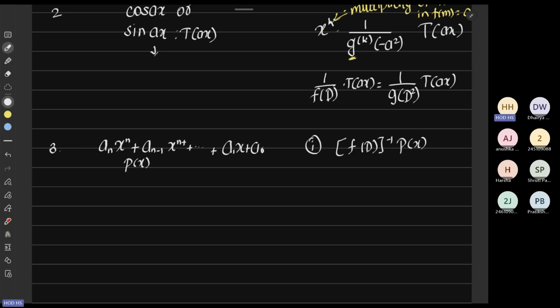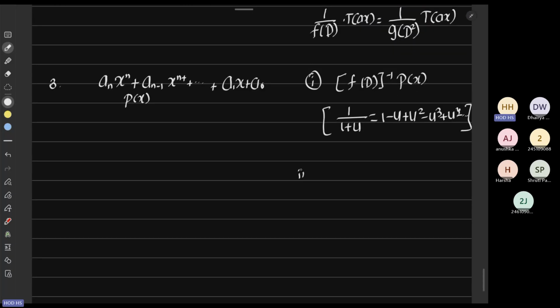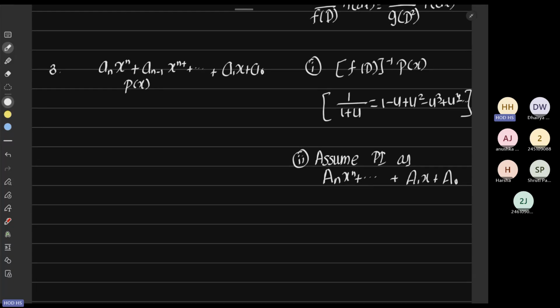Of this polynomial in x, in rule number one, we will use the fact that 1 upon 1 plus u can be written as 1 minus u plus u square minus u cube plus u to the power 4, and so on. In the second rule, we will assume our particular integral as some a_n x to the power n and so on till a_1 x and finally a_0, and we will take the derivative, substitute the values in the equation, and calculate the values of a_n, a_(n-1), and so on till a_1 and a_0.